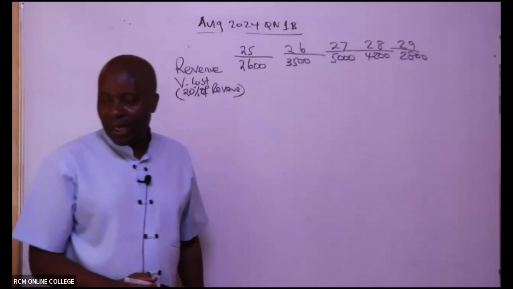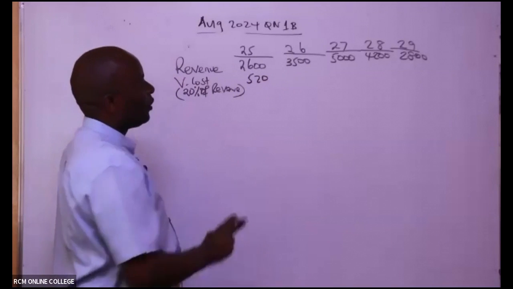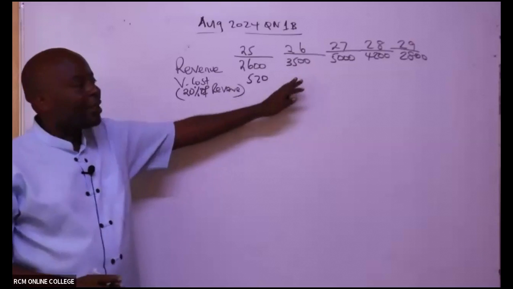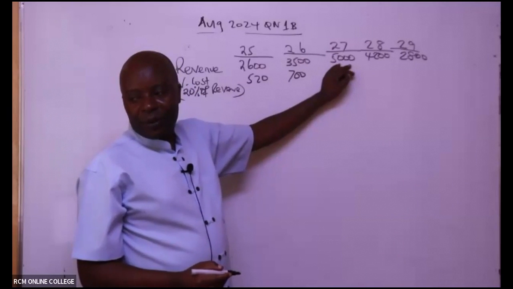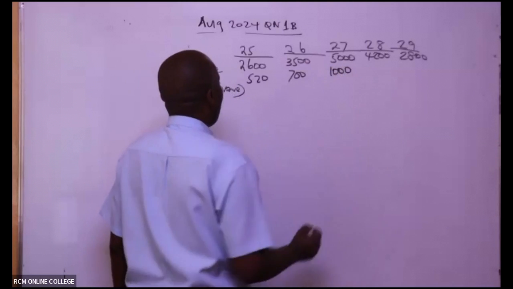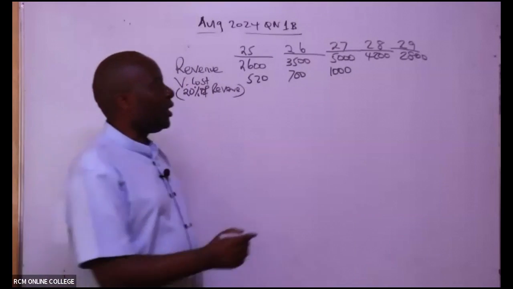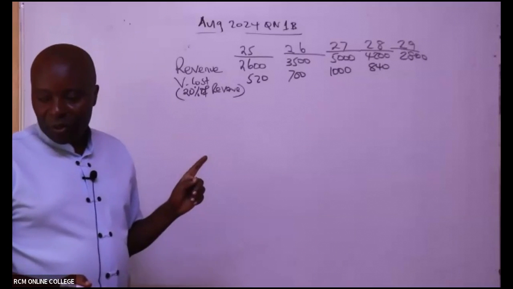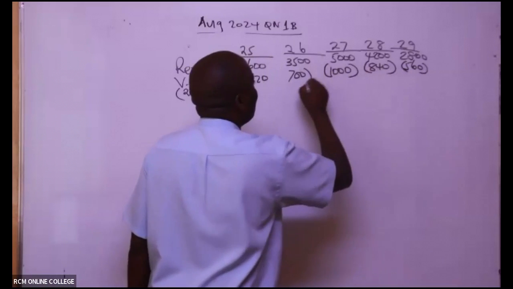Yeah, Mary Ann has given me a figure: 520. 20% of 3500 is 700. 20% of 5000 should be 1000. Then we have 20% of 4200, which is 840. And lastly, 20% of 2800 gives us 560. Thank you very much. Remember, these are deductible.